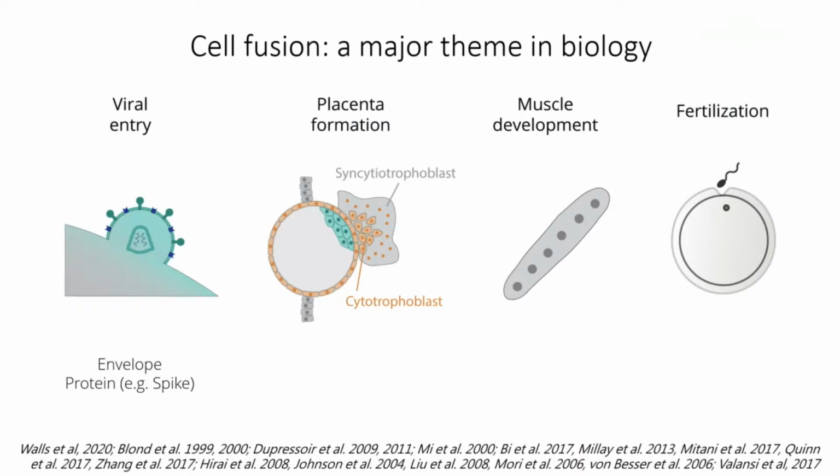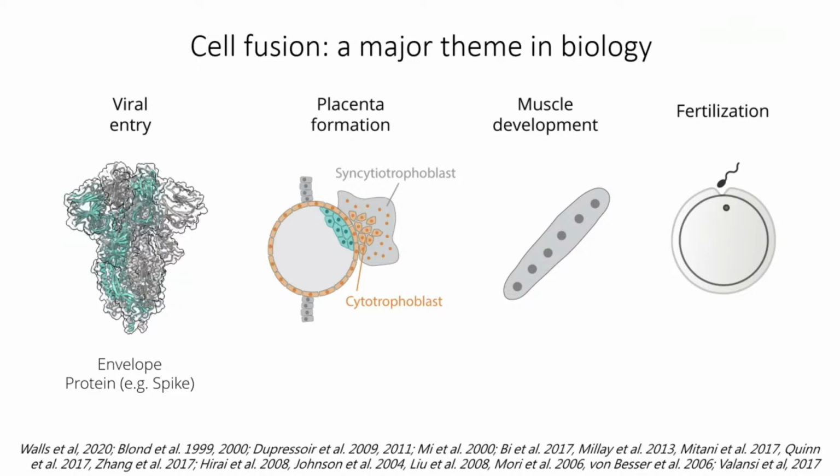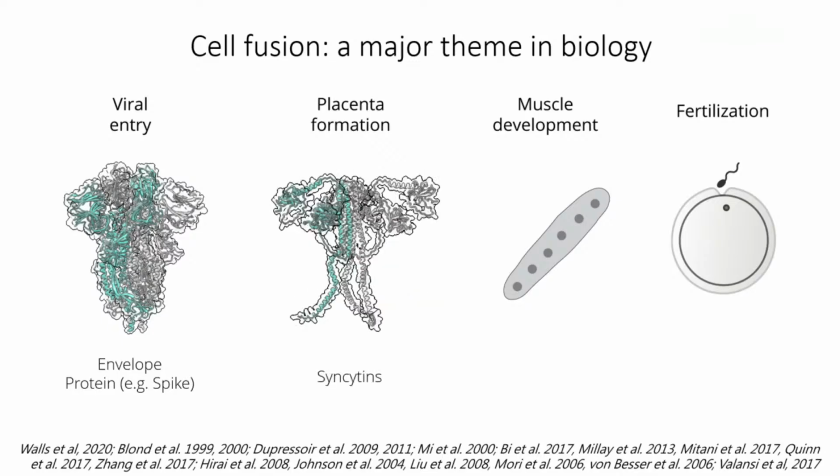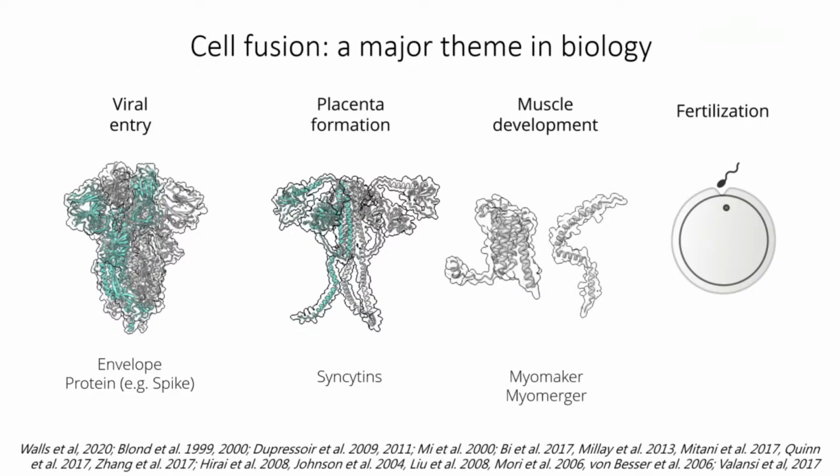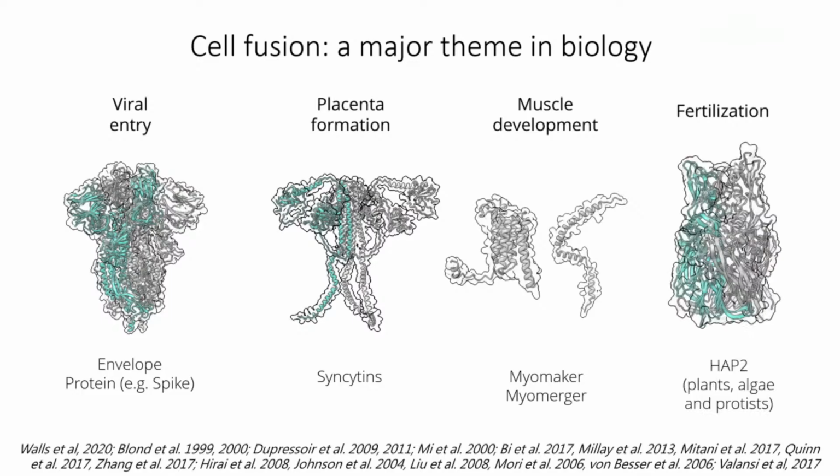And why do I say this? In cell fusion, we know quite a lot already from the viral fusogens, of course. These are the spike proteins, and the structures are solved. Placental formation also uses viral-like fusogens, the syncytins, which some of you might know about. Muscle development uses fusogens of a completely different type. Fertilization in vertebrates, we don't know what the fusogen is, so this is the big question in the field, and there hasn't been a single protein identified. However, in plants, algae and protists, there is a single gene, HAP2, that has been identified to be sufficient and necessary for the step of fusion. And this is very similar to these viral fusogens.